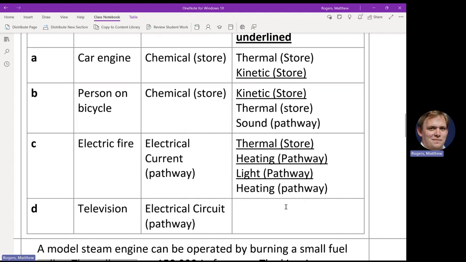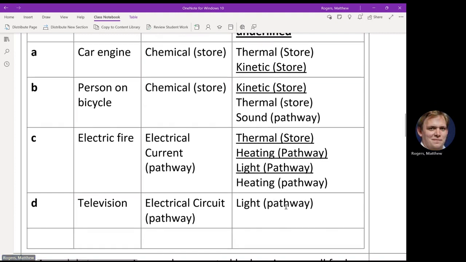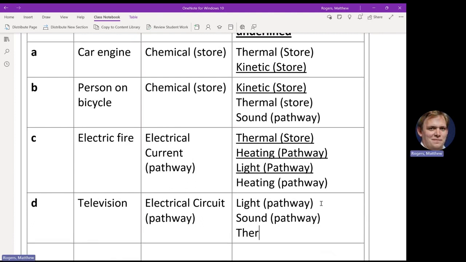And the useful outputs, again, some light, which is going to travel into the room, some sound, which is going to travel into the room, and probably our wasted form of energy will be a thermal store. The TV will heat up as we're using it. So useful forms and not useful forms.